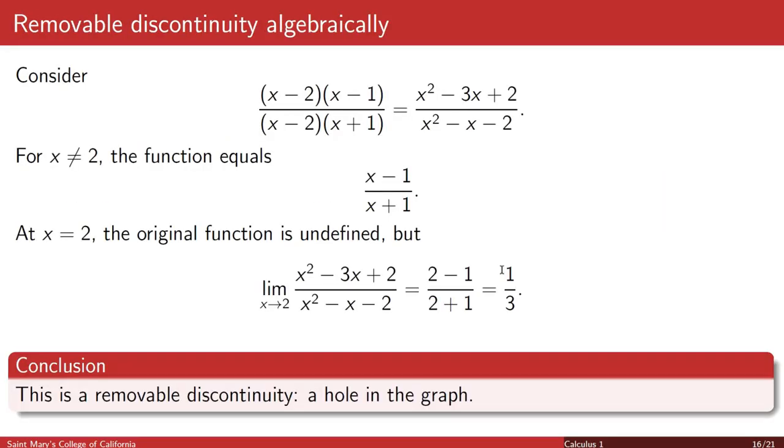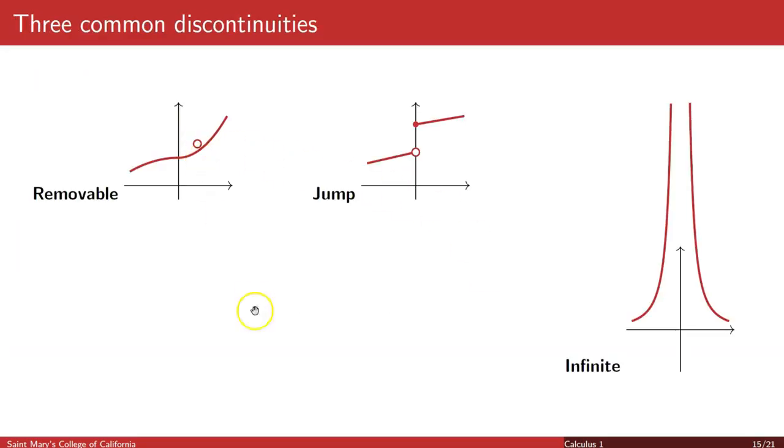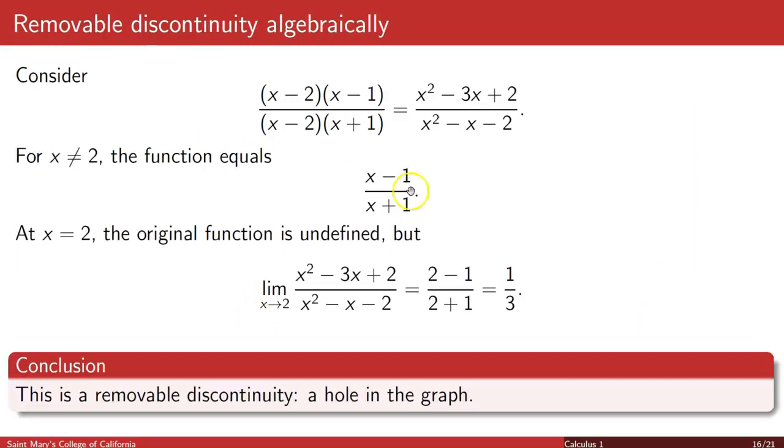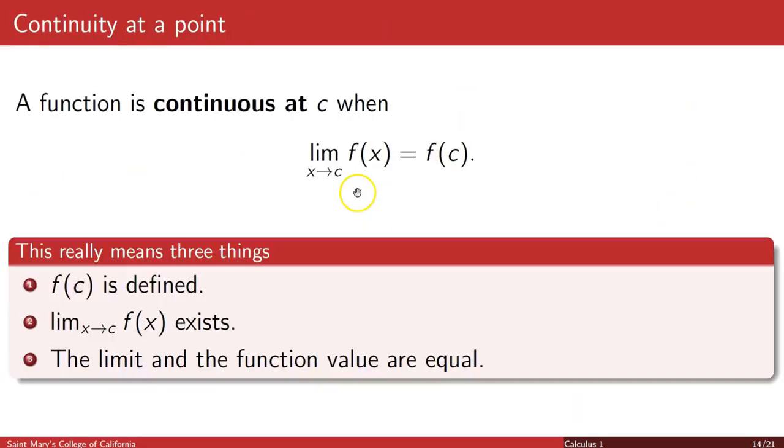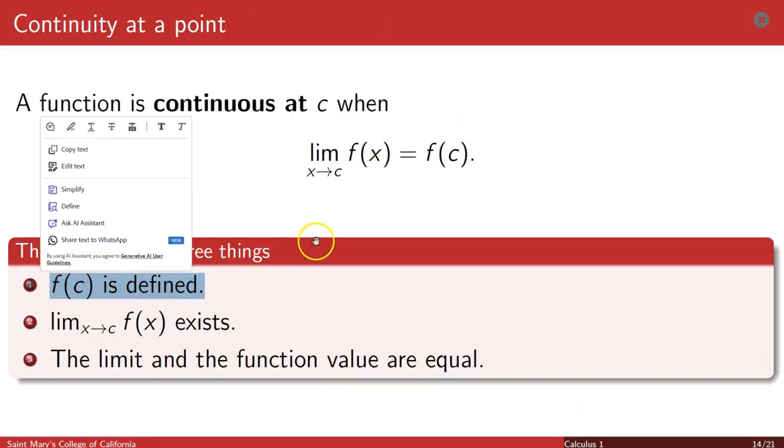Okay, so let's look at the removable discontinuity. Remember, that was the one where we have the hole on the function. So we're going to take this function, x squared minus 3x plus 2 over x squared minus x minus 2. And we're going to be interested in the value 2. So at the value 2, this is 0 over 0 again. So it's not defined at that point. If we go back to our rules, we've already failed this rule, that it's defined.